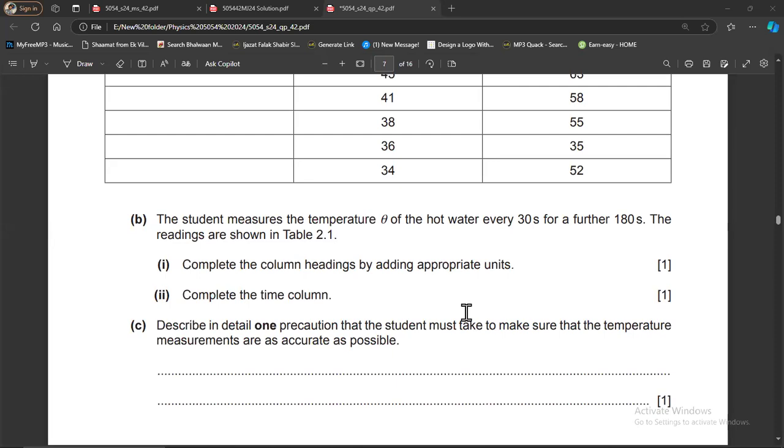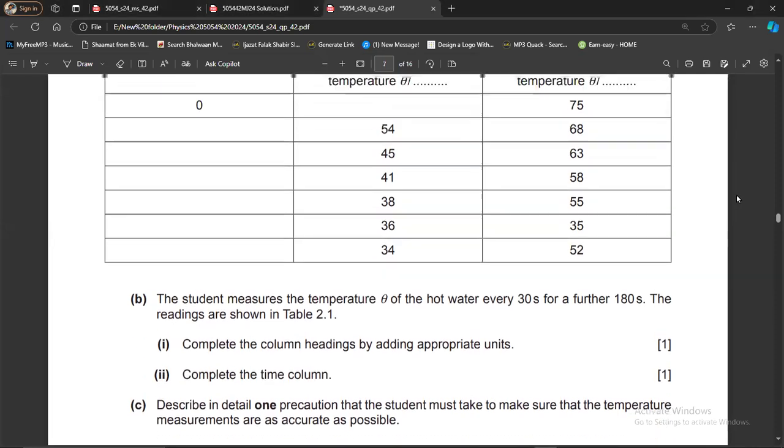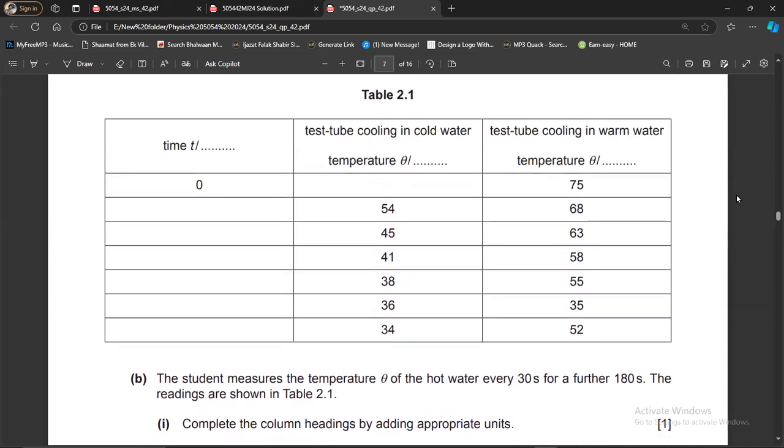The student measures the temperature theta of the hot water every 30 seconds for a further 180 seconds. Readings are shown in table 2.1. Complete the column headings by adding appropriate units. So the temperature is measured in degree centigrade, and the time is measured in seconds.